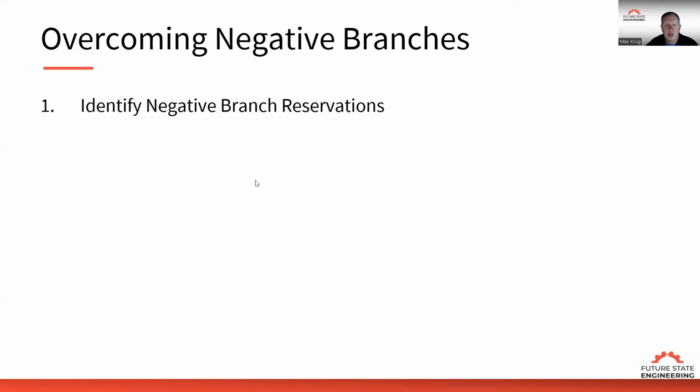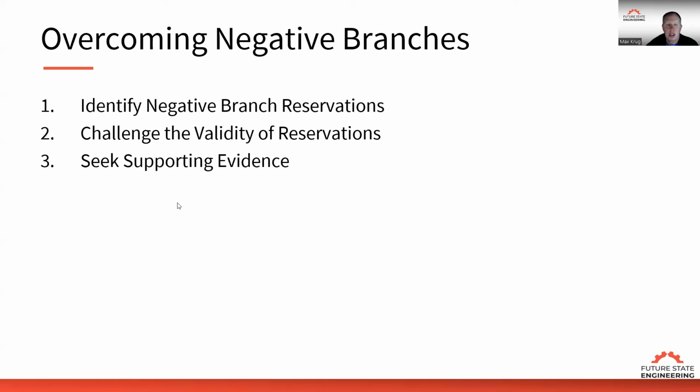So first you need to identify the negative branch. So clearly state what is the negative effect that comes from that solution that you're proposing. Then challenge the validity of the reservation. So challenge the assumptions, challenge the actual negative branch to see if it is going to be an actual negative branch that happens. Then seek supporting evidence.